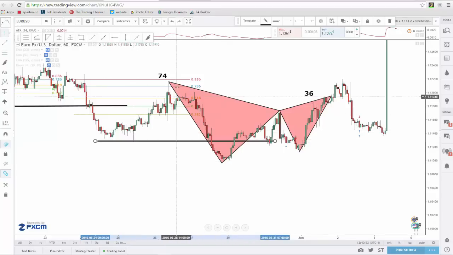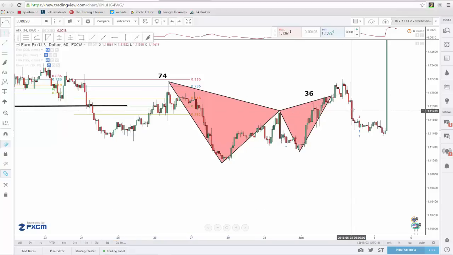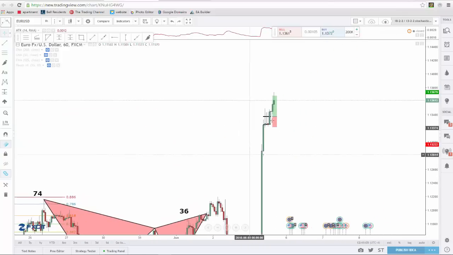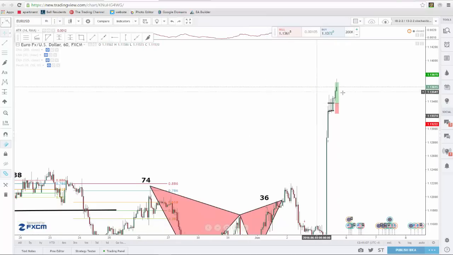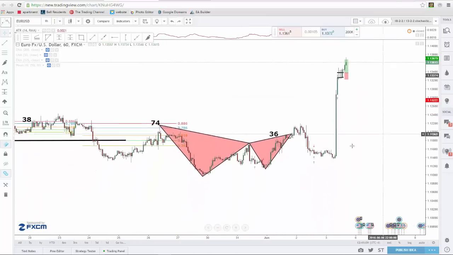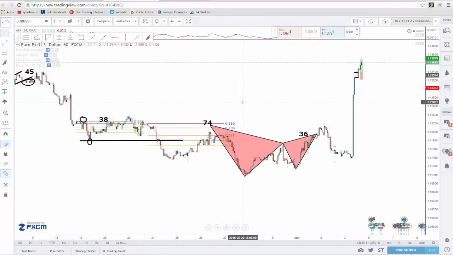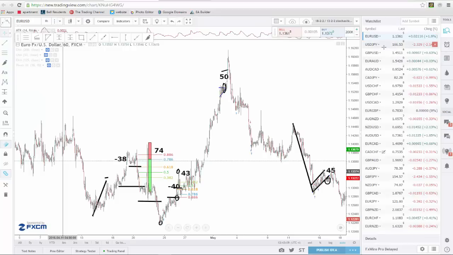Yes, we did, but anytime I have the opportunity to take advantage of an advanced pattern, I always choose the advanced pattern over the 786 strategy. As you can see, profit of 36 pips off of that move there, and here we are at present day. So that's how the Euro USD performed. So now we'll head to the dollar yen.